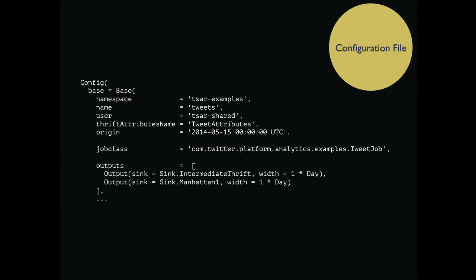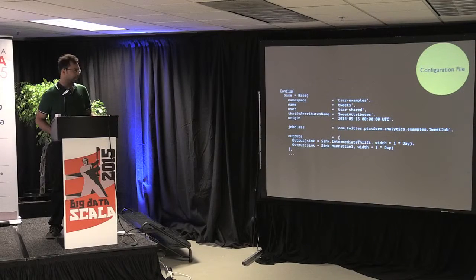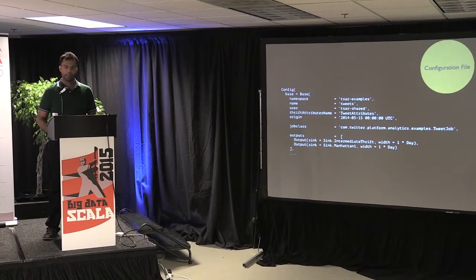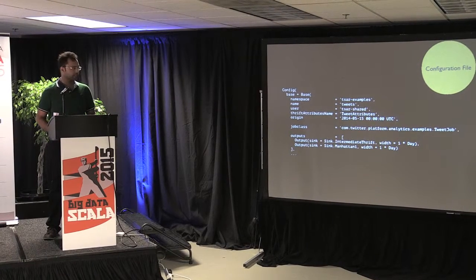So the configuration file, which is the last piece of the puzzle, is over here. Walking through it, you can namespace your job so that different people in your team can have a namespace. You give your job some name, which might be tweet impressions in this case, the user who's deploying the job, and an origin, which is when you want the job to start running from, which might be, say, the 15th of May of 2014, so you have some history.